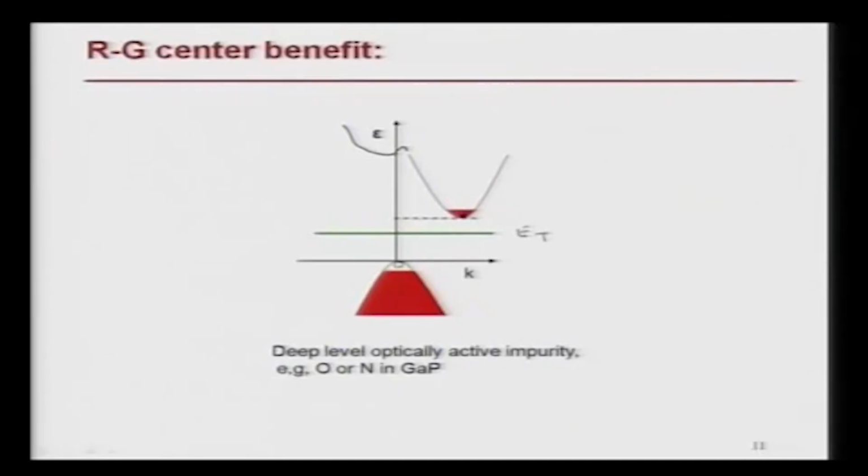But if we have an RG center which is at some level ET, then this electron can easily interact with the RG center and give you emission that would be non-radiative. And an example is the gallium phosphide material, where the oxygen and nitrogen impurities, the RG center they create, can be used for changing an indirect semiconductor to a radiative semiconductor through this RG center. So, RG centers in general are bad, but sometimes they can be useful.